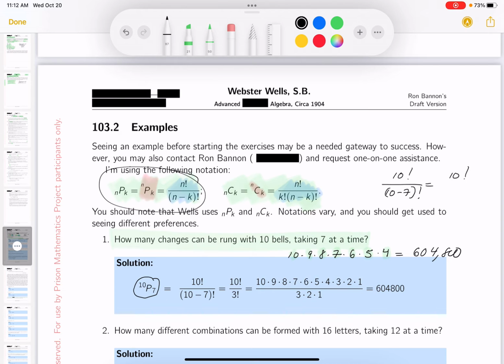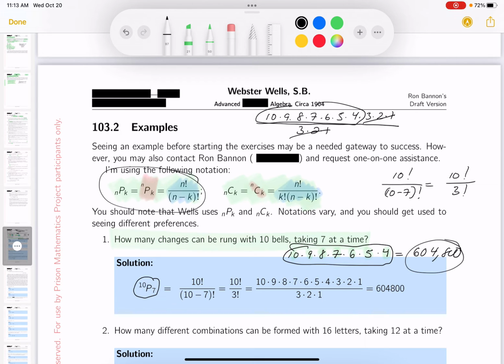10 factorial over 10 minus 7, which is 3 factorial. If you wrote 10 factorial down, you get 10, 9, 8, 7, 6, 5, 4, 3, 2, 1. And if you divide that by 3 factorial, which is 3 times 2 times 1, what happens? They cancel off. What are we left with? Exactly what we started with when we just thought about it. That's not bad to think about something.